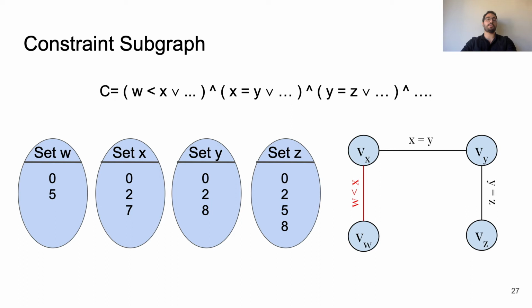For the given problem, we first need to build a constraint subgraph. For each set, there will be a vertex in the graph. For each equality and inequality between 2 integer variables, we add the corresponding edge between the sets that these 2 variables are drawn from. For example, for W less than X, we add an inequality edge between vertex X and vertex W. Once the constraint subgraph is built, we can convert it to the encoding graph. In order to do that, we split each node into the values that the node contains and add the corresponding edges between new nodes. For instance, set W has 2 values, so vertex W splits into 2.